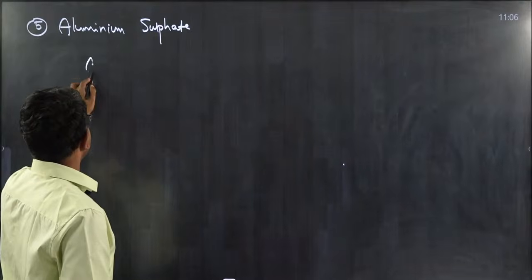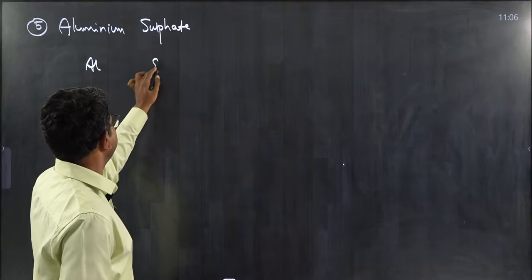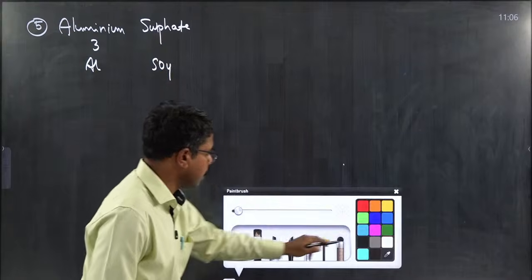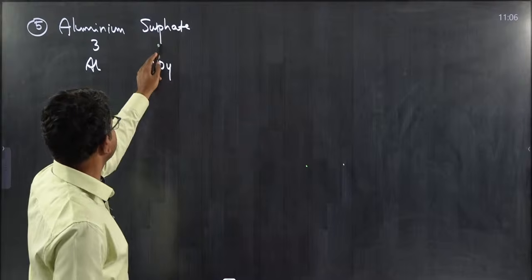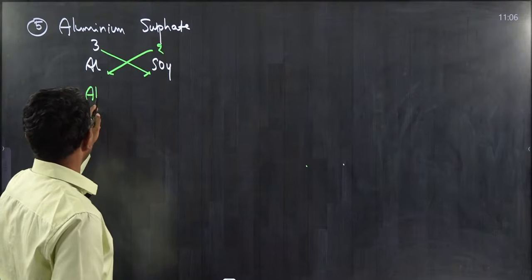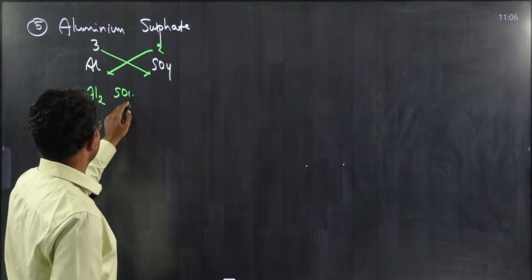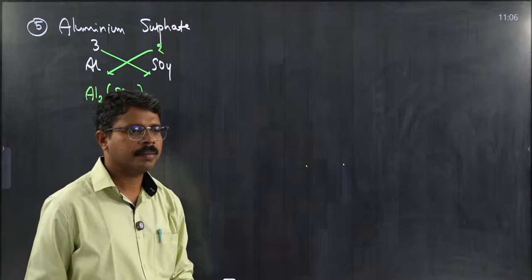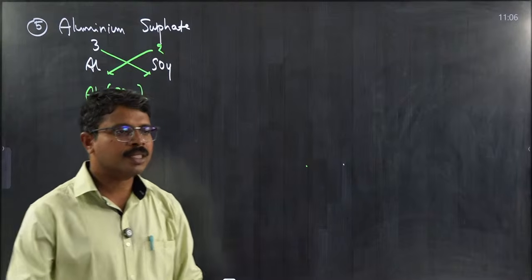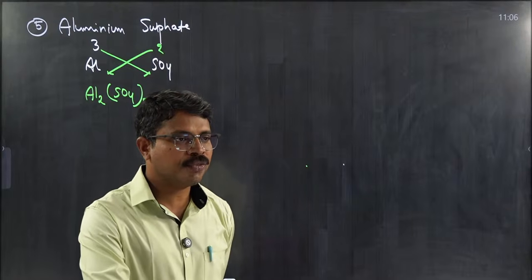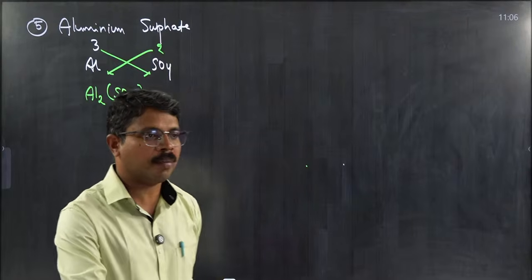The symbol of aluminum is Al and sulfate symbol is SO4. The valency of aluminum is 3 and the valency of sulfate is 2. If you crisscross these valencies, the formula of aluminum sulfate is Al2(SO4)3, that is Al2SO4 taken 3 times. AlSO4 is not the correct formula. Al2(SO4)3 is the correct formula.